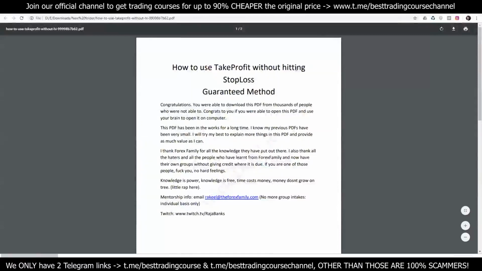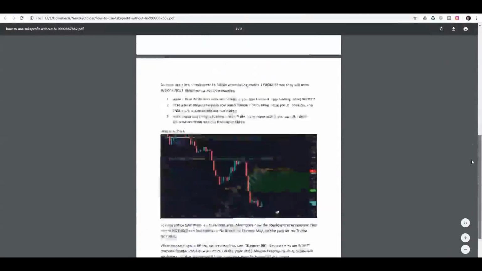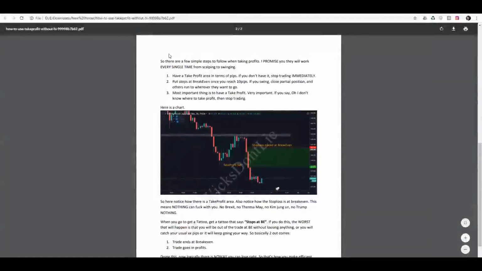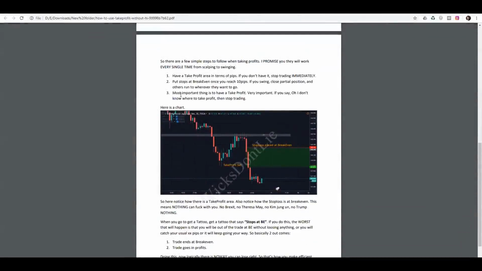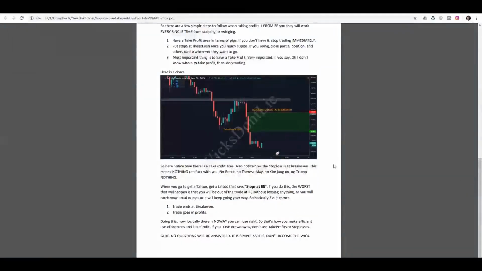How to use take profit without hitting stop loss, guaranteed method. The most guaranteed method was, there are a few simple steps. Have the top in terms of pips. Yeah, it was just like putting stops at break even. If you put stops at break even, it's never going to hit your stop loss. Basically, that was it. Stops at break even always, because the worst thing is that when you let your profitable trade go in negative, that's the worst thing you can do in trading, man. Trust me. Never do that.